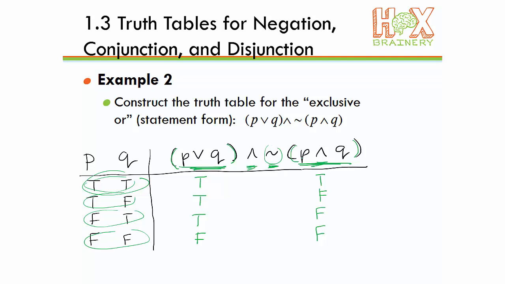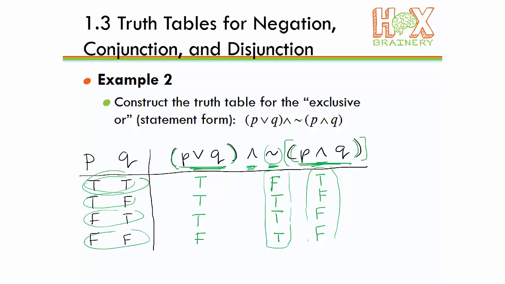So what we're negating here is everything after it, which is you're negating the conjunction of P and Q. So we're going to switch over all of these truth values. So true becomes false, false becomes true. Okay, just going to box this in a little bit. All right, so that's the last column we've completed now, the negation.